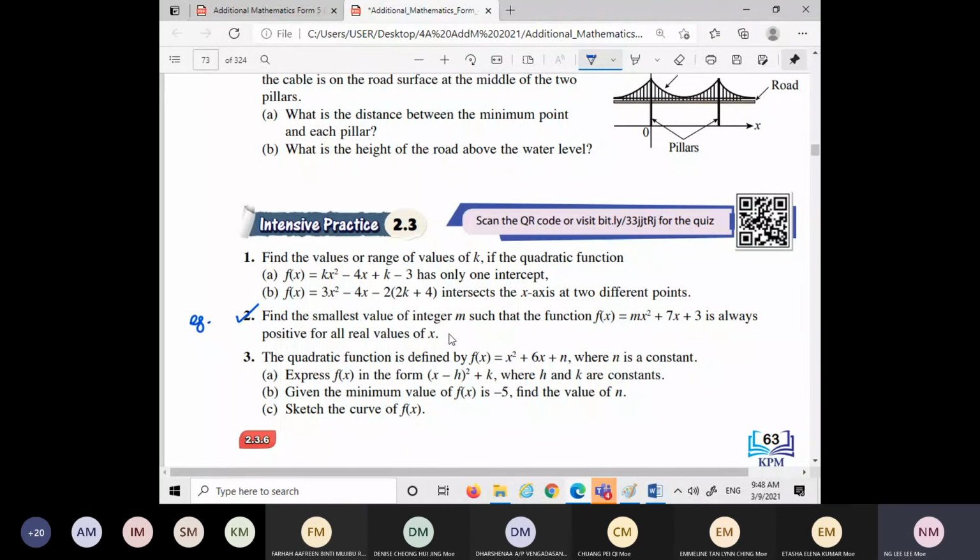Find the smallest value of the integer m. See, smallest value, integer. So m can actually take many values, but they want the smallest one, and m is an integer, such that the function is always positive for real values of x. This function is always positive. This is what we're going to apply just now: a function is always positive or always negative means the discriminant is smaller than 0.